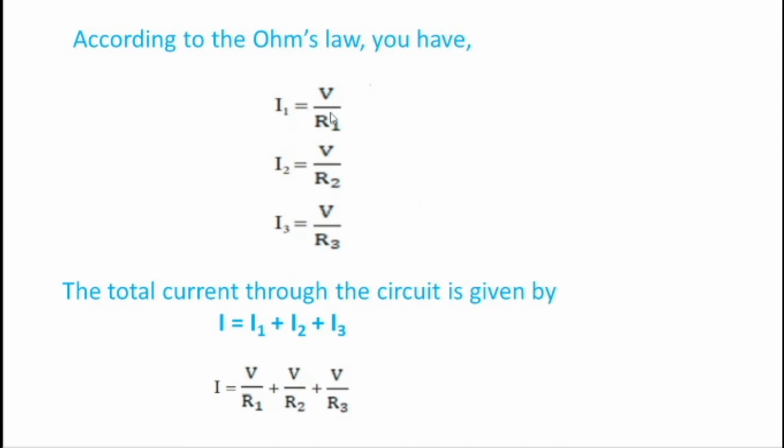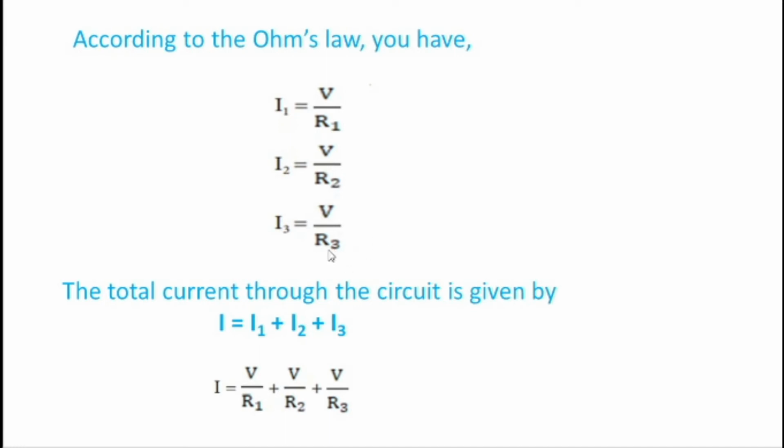Then you see Ohm's law. According to Ohm's law, I1 equals V by R1. We know the formula V equals IR, I equals V by R. So here the potential difference is common, what changes is the current. Current changes in every loop when the resistors are connected in parallel. So I1 equals V by R1. Similarly, I2 equals V by R2, I3 equals V by R3.